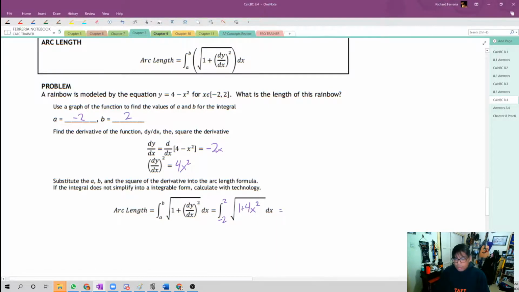This is equal to 9.29356 units. So that's all there is to it. Really not a whole lot to finding arc length.